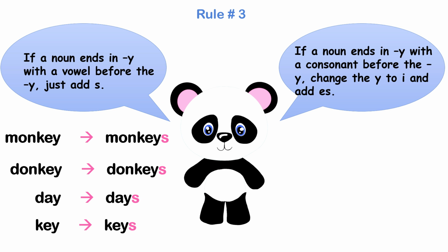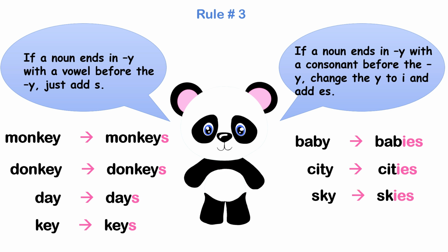Here are some examples. Baby becomes babies. There's a B before the Y. B is a consonant. Therefore, we change the Y to I and add ES. City becomes cities. The T before the Y is a consonant. Therefore, we change the Y to I and add ES.